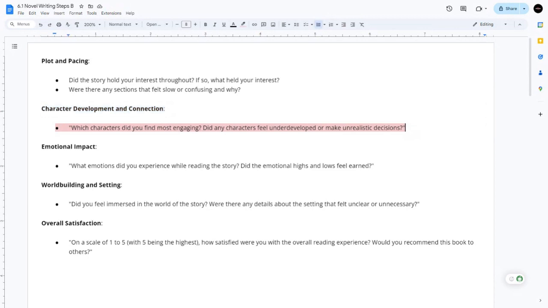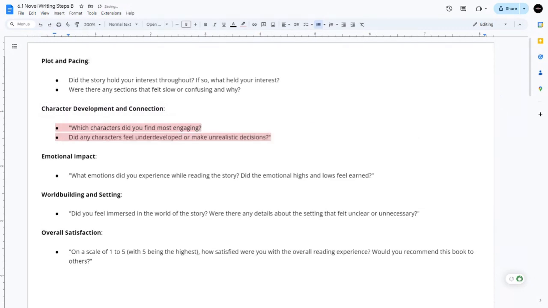So which character did you find most engaging? Did any of the characters, okay, so these are two more questions, right? That sort of work together. All right. Which character did you find most engaging and why?